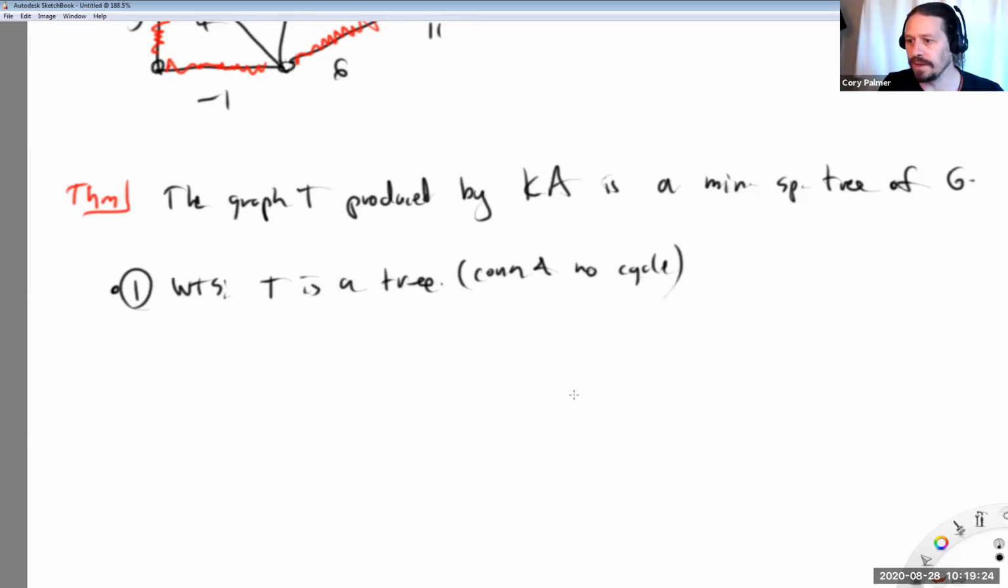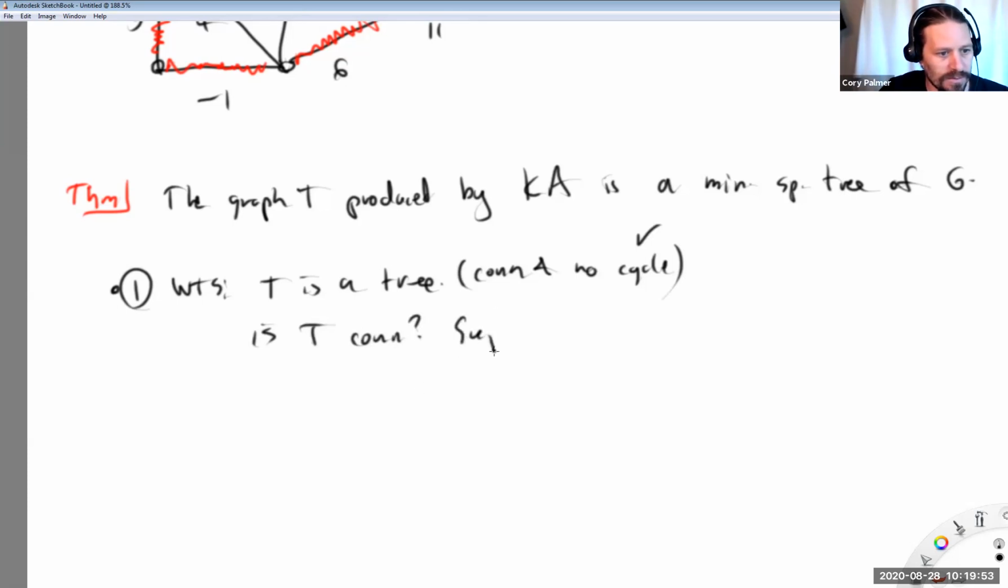Which of these 2 is immediate? No cycle. Yeah, no cycle, right? Literally built into the algorithm is don't produce a cycle. So we don't have a cycle. Great. So the question is, is T connected, right? So is T actually connected? And that takes a second here. So is it connected? Let's see what happens if it's not.